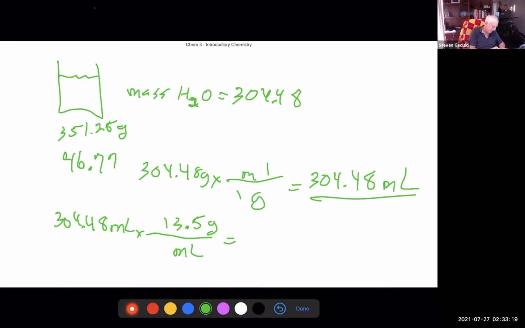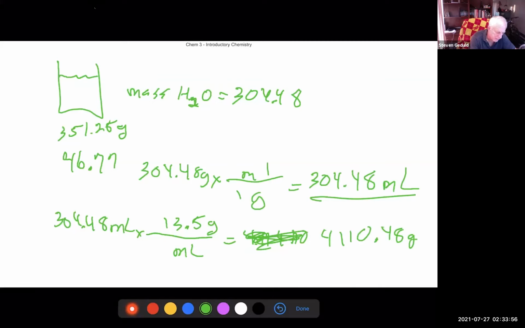times 13.5. Oh, shoot, the wrong numbers. 304.48 times 13.5 equals 4.11. Well, 4,000, let's do it this way. So keep everything the same. 4110.48. That's how many grams of mercury, right?